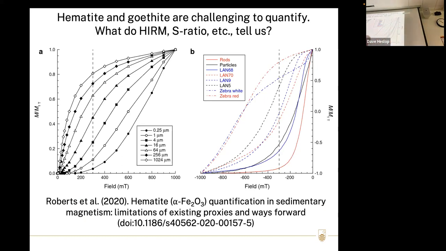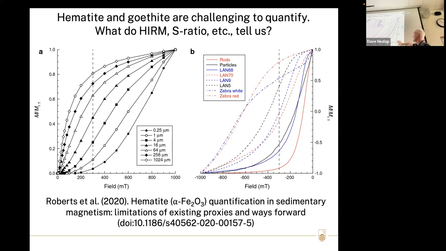This is a replot of actually data that Roy Thompson put together of sized hematites. And what you can see again with our magic 300 millitesla line is that when we're talking about large hematites, some of them are acquiring maybe 80% of their SIRM before 300 millitesla. Even when we're down at the fine stuff, sometimes it's 30, 40, 50% of the IRM is acquired before 300 millitesla. So that's going to have some influence on our estimates of HIRM, S ratio, and so on.